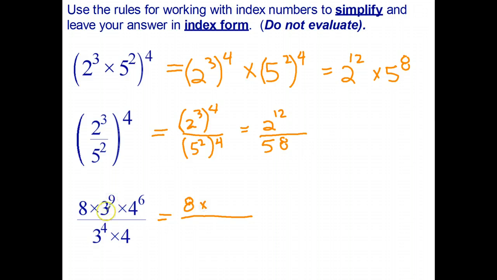Here I've got 3 to the 9th divide 3 to the 4th. To divide powers with the same base, we subtract indices. 9 subtract 4 is 5. So that is 3 to the power of 5. And finally, this 4 has a power of 1. And 4 to the power of 6 divide 4 to the power of 1. To divide powers with the same base, subtract indices, that becomes 4 to the power of 5. So it turns out I actually don't need the fraction bar. It just becomes 8 by 3 to the 5th by 4 to the 5th.